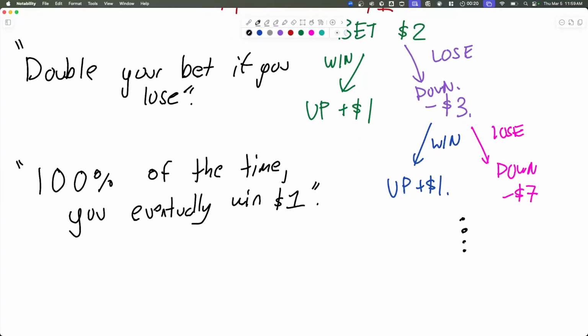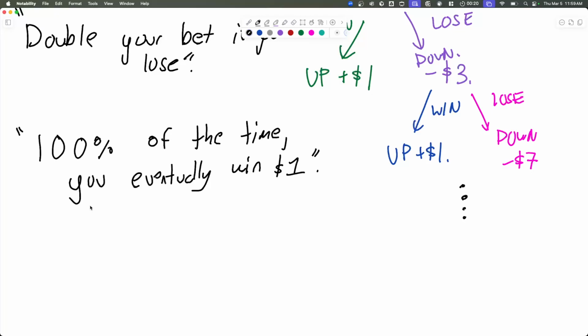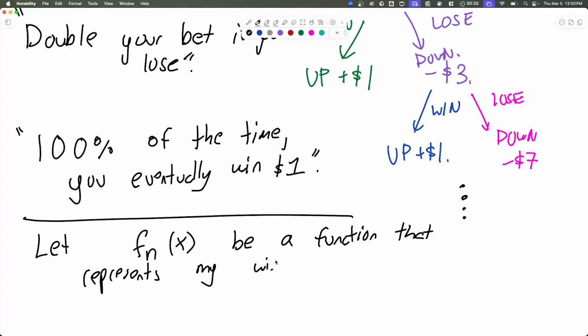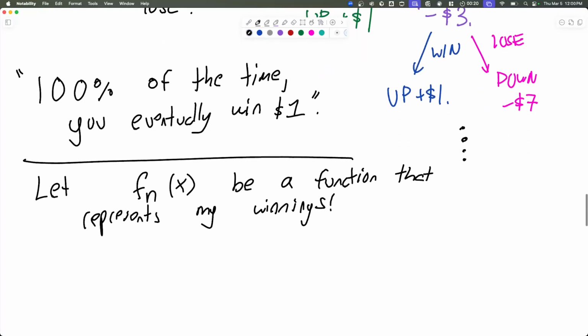So this is how I would say it in English, and then in math class I would say it like this. Let f_n(x) be a function that represents my winnings. And the statement I'm going to prove, I'm going to set this up correctly. More specifically, f_n(u), where u is a random variable, is going to be a random number representing how much I won or lost. And it's going to have the same probabilities as the tree if you calculate it. So f_n(u) is the random variable of how much I won or lost.